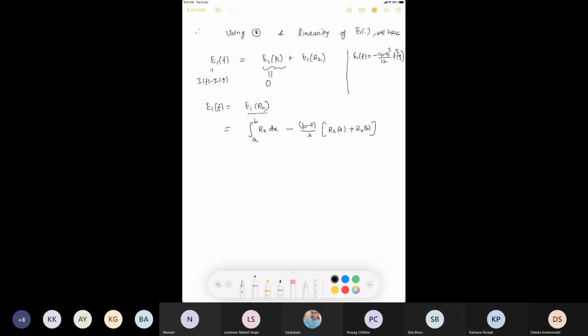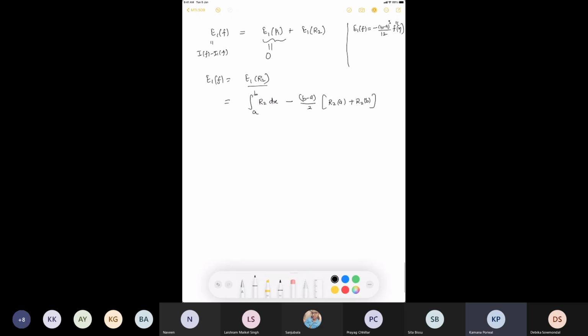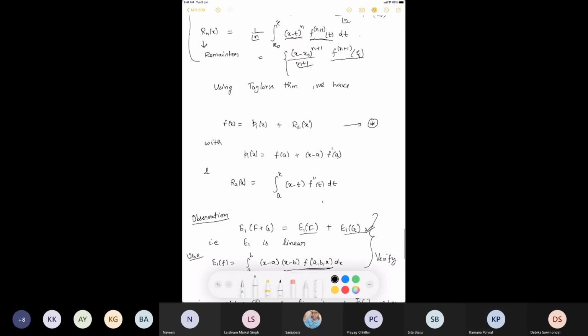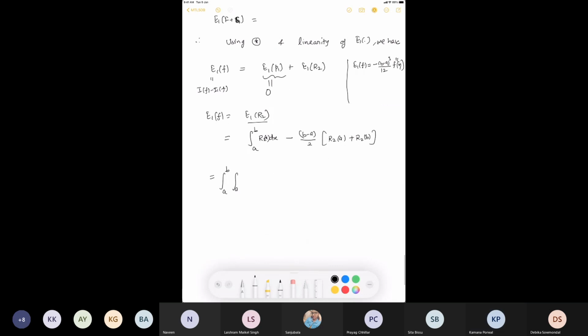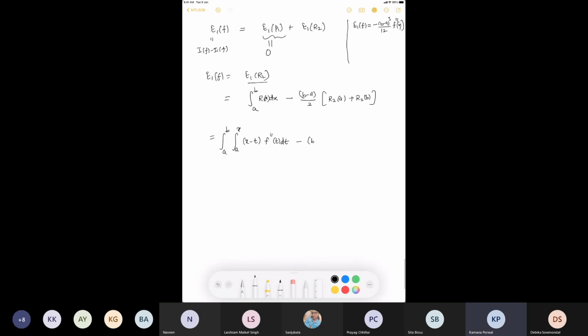Yes, ma'am. Now it's just a simplification. We are almost through. So now we just have to simplify the things. We already know what the function R2 is. It is a function of x. So let's substitute here. R2 is given by this: the integral from a to x of (x minus t) f double prime t dt. Right? Minus (b minus a) divided by 2 times R2 at a.